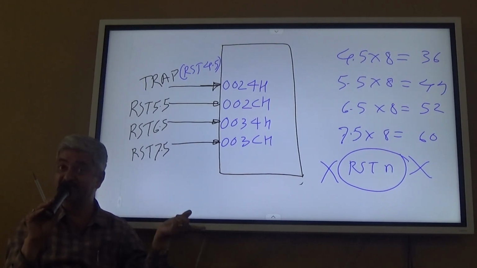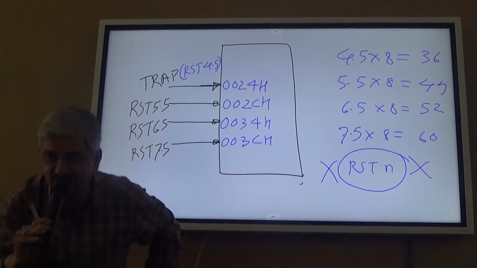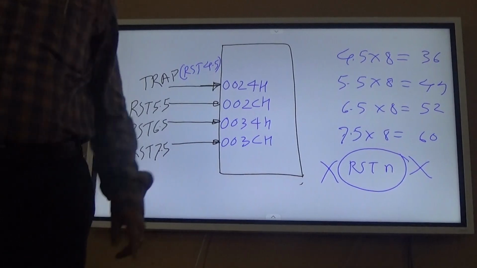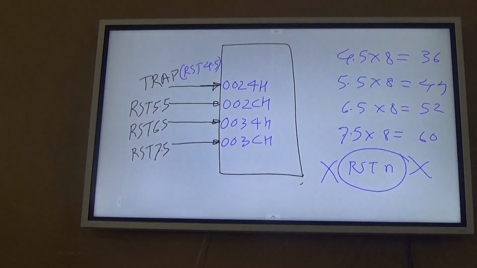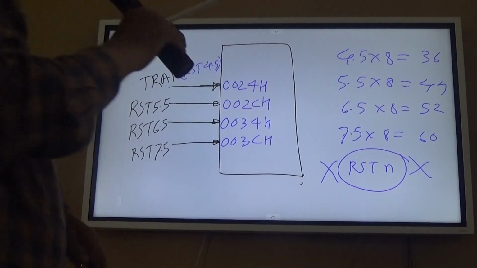Store: decrement stack pointer and store the higher byte of the program counter on the stack. And M5: further decrement stack pointer and store the lower byte of the program counter on the stack.